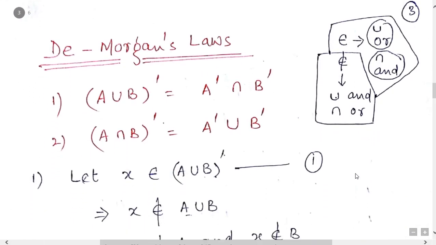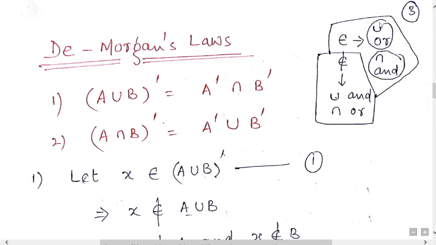This question is also very important as far as your examination is concerned. De Morgan's laws. I will explain both the laws with the help of an example and with the help of a statement. Before proceeding with De Morgan's laws, let us study some basic content. If I write belongs to, it means union stands for or and intersection stands for and. Please keep in mind this value.